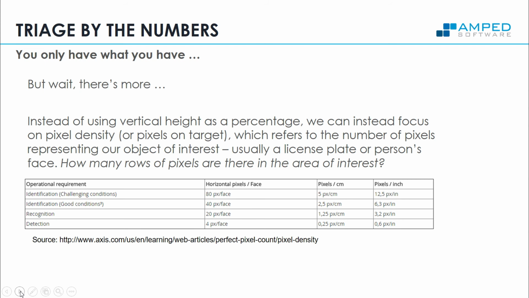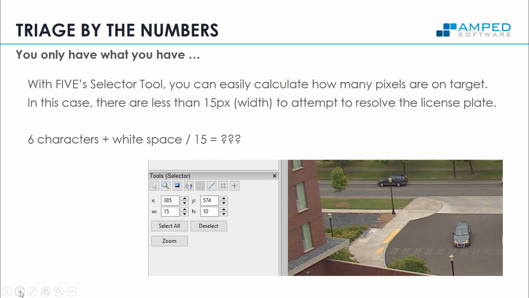to answer those questions. So within AMPED FIVE, we have the selector tool. It's in the tools panel. It works like a square, and it's very easy to use. I just click and hold and draw a box around the target. So here it's telling me that I have 15 rows of pixels in that very generously drawn box around the front area where the license plate would be in this car.